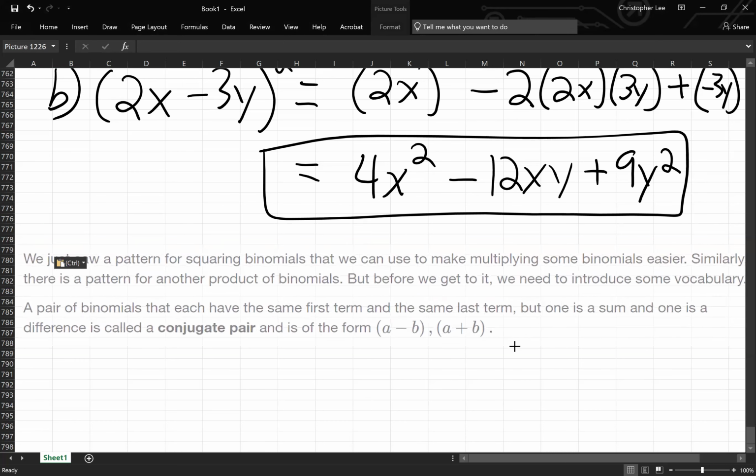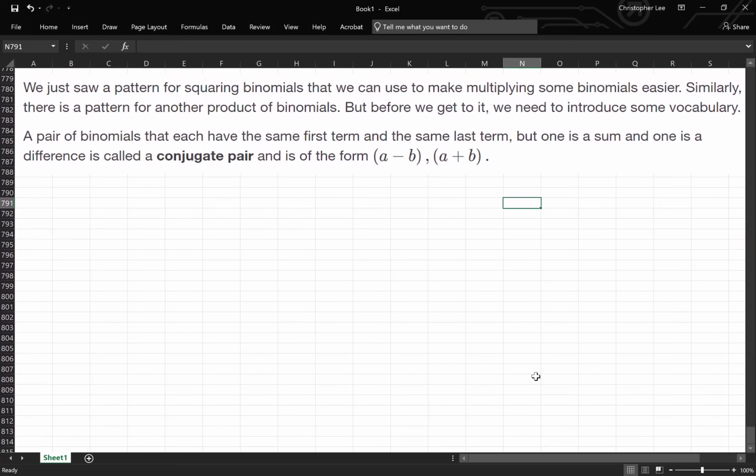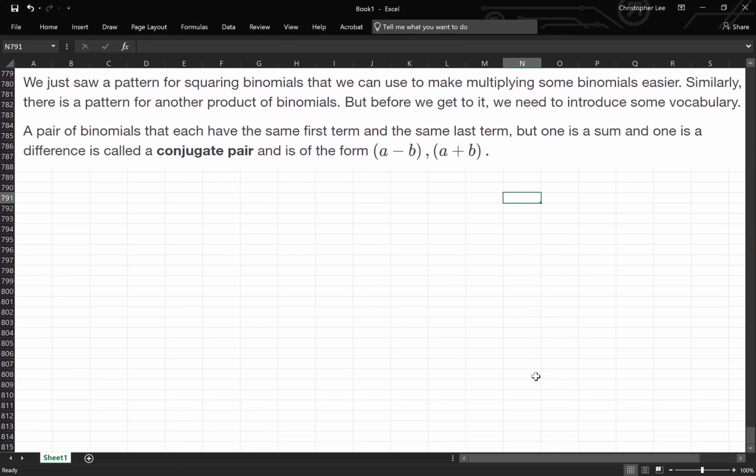Here's another trick. All right. So we just saw a pattern for squaring binomials that we can use to make multiplying some binomials easier. Similarly, there's a pattern for another product of binomials, but before we get to it, we need to introduce some vocabulary. A pair of binomials that each have the same first term and the same last term, but one is a sum and one is a difference is called a conjugate pair, right? So it looks like A minus B and A plus B.